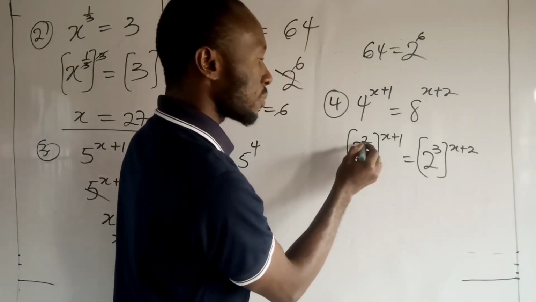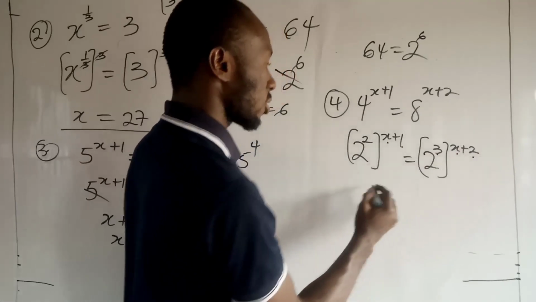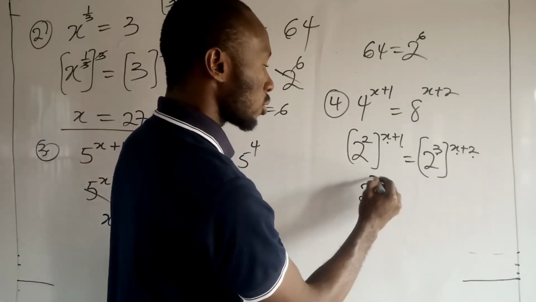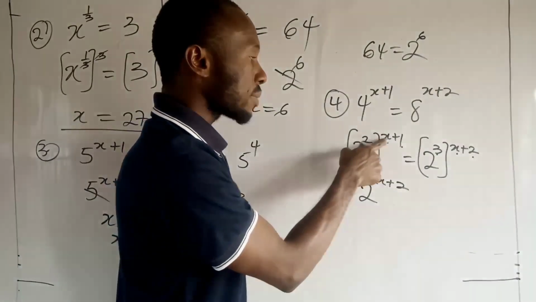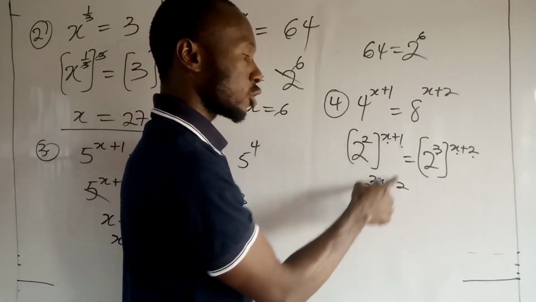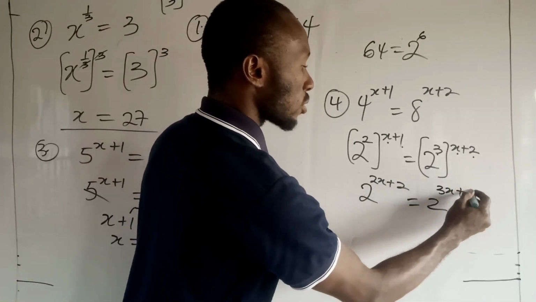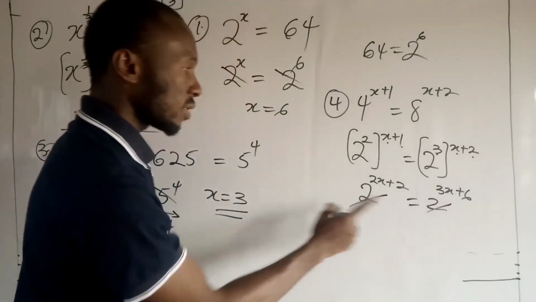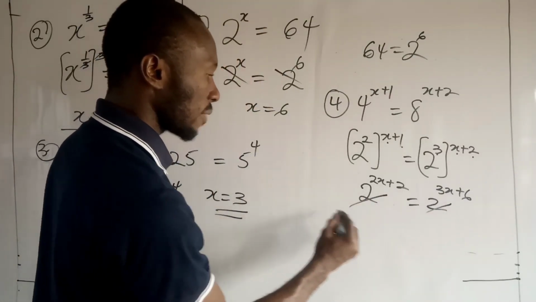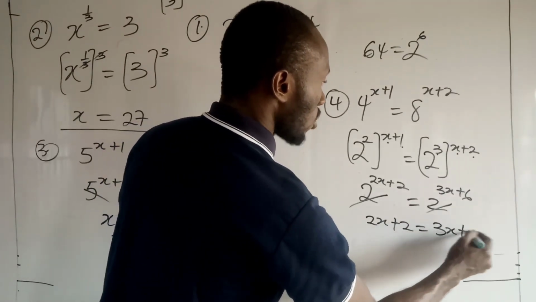Of course, you want to distribute x and 3 into the brackets. So you have 2 to the power 2x plus 2. What did I do? 2 times x is 2x, and 2 times 1 is 2. Then equal to 2 to the power 3x plus 6. This base is going to cancel out, so you're left with 2x plus 2 is equal to 3x plus 6.